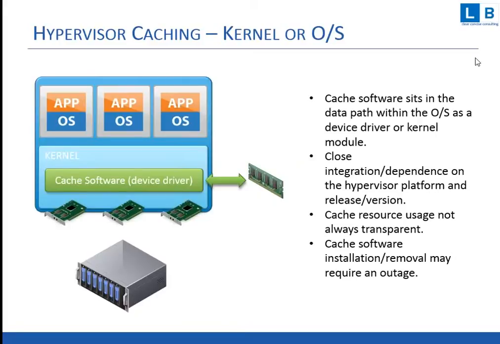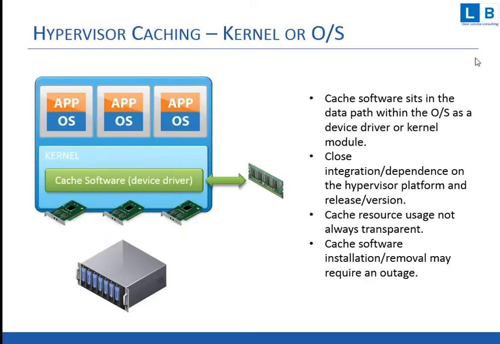And hypervisor caching we can do, as we've mentioned already, in two methods. So we could install our software either within the kernel, and we'll talk about both of these separately. So we'll talk about the kernel first, kernel mode of operation. Here we insert the caching software as a device driver, for example, within the kernel of the hypervisor. And that means every I/O that goes to the external storage would come from the application, go through the kernel, and be written out to external storage.